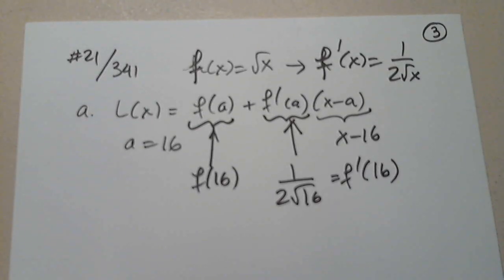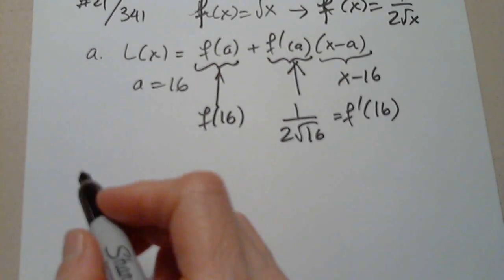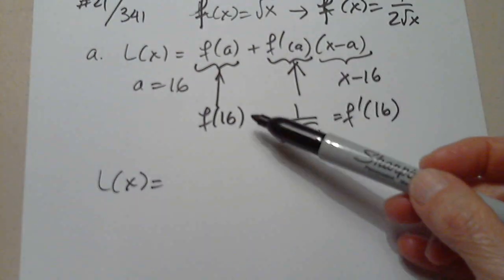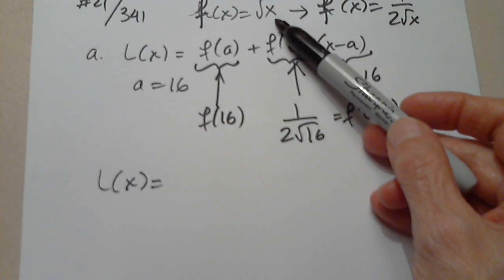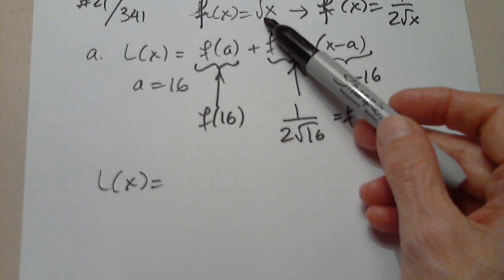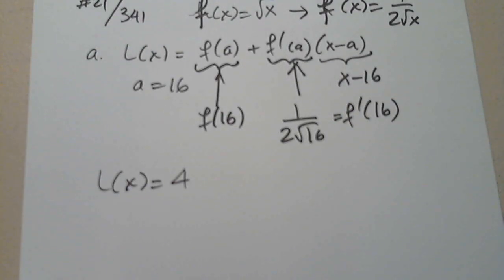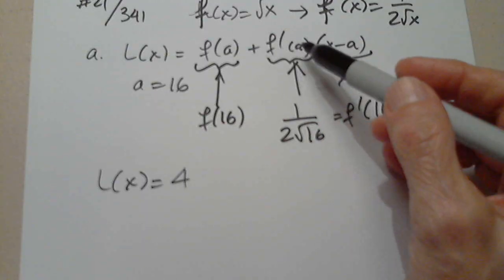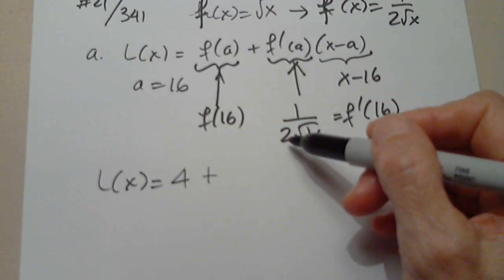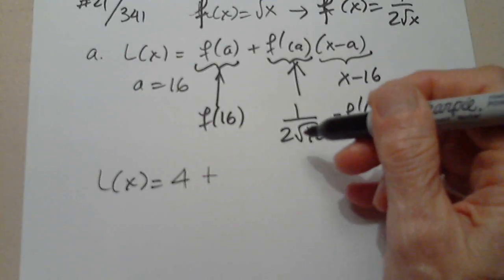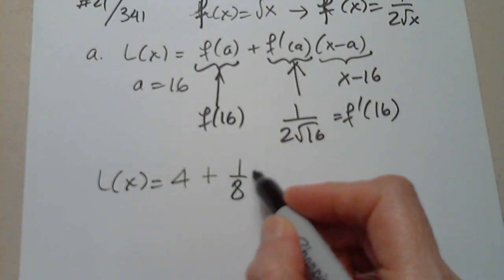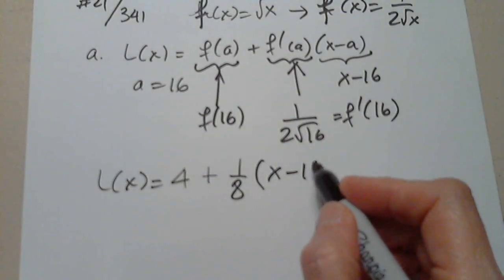So I already have all the numbers. I just have to write the linearization, which is a linear function. So L of x equals f of 16, in which I replace x by 16, which means the square root of 16 is 4. The next piece, which is plus f prime of a, this is 1 over 2 the square root of 16. The square root of 16 is 4. 2 times 4 is 8. So I have 1 over 8, and then x minus 16.